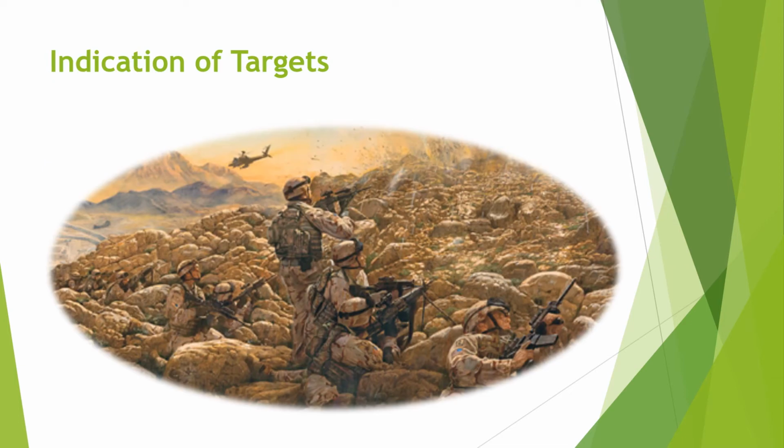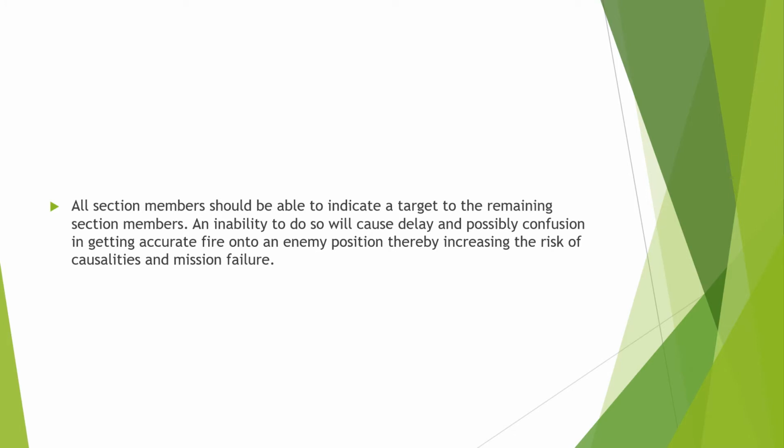Indication of targets. All section members should be able to indicate a target to the remaining section members. An inability to do so could cause delay and possibly confusion in getting accurate fire onto an enemy position, therefore increasing the risk of casualties and mission failure, which is obviously not what we want.